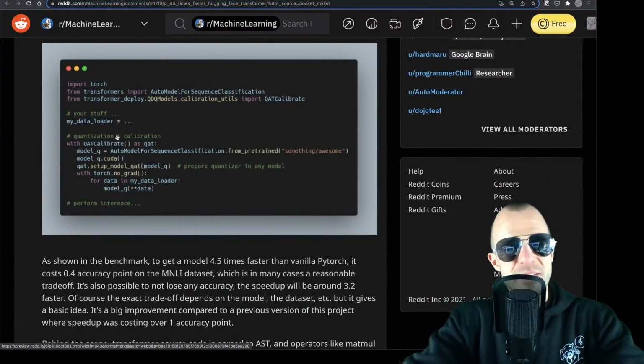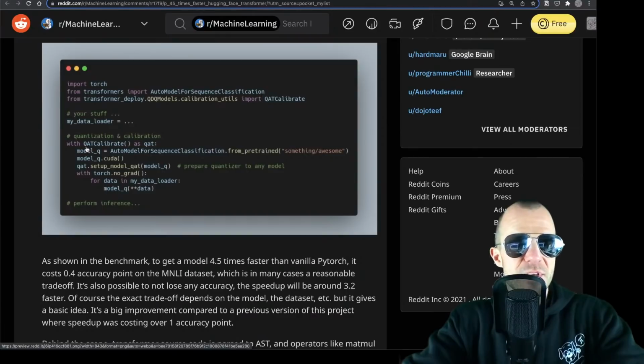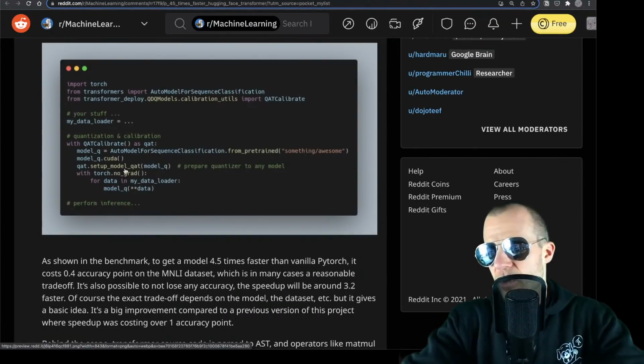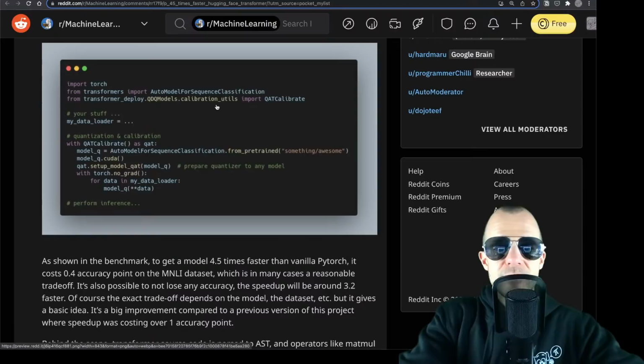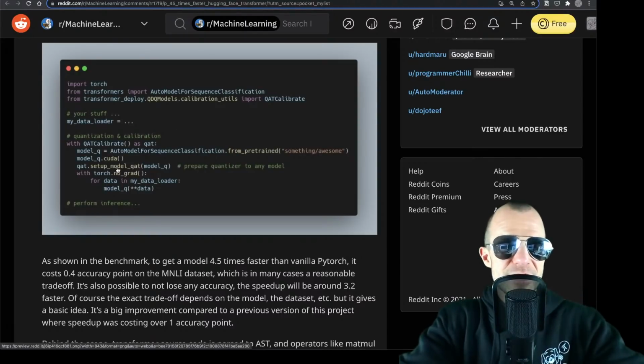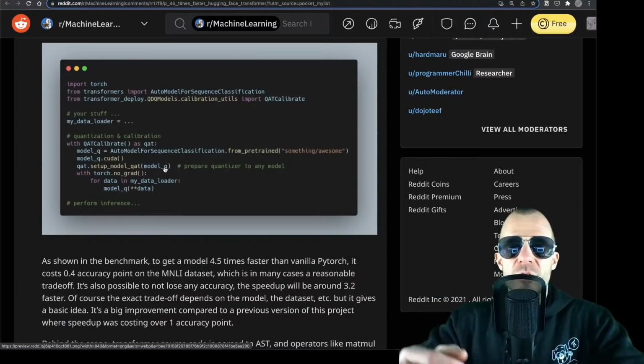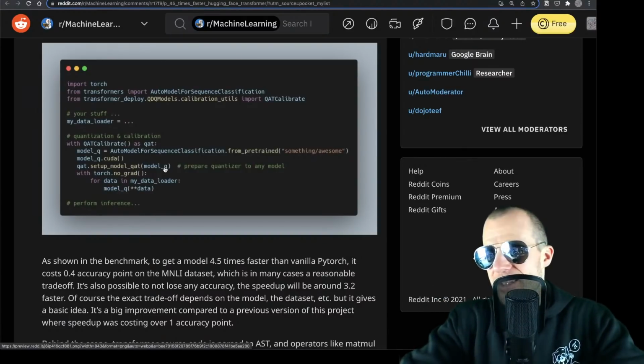So you can see here from the example code, you have to wrap your code in a context of this QAT calibrate object, and then you can do various operations on the model. Such as this setup model QAT will auto enhance your model, let's say.